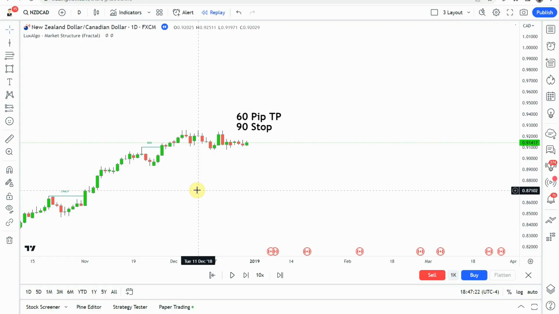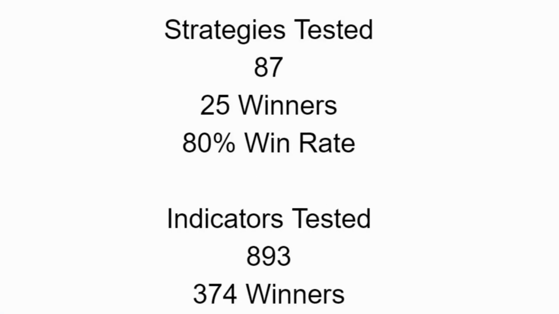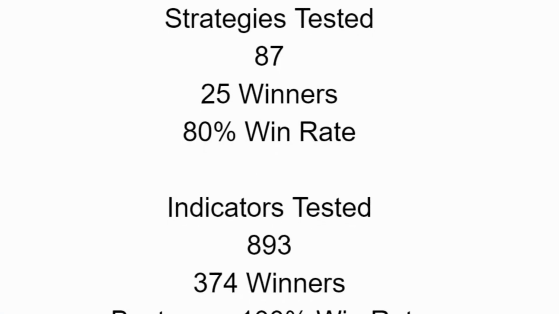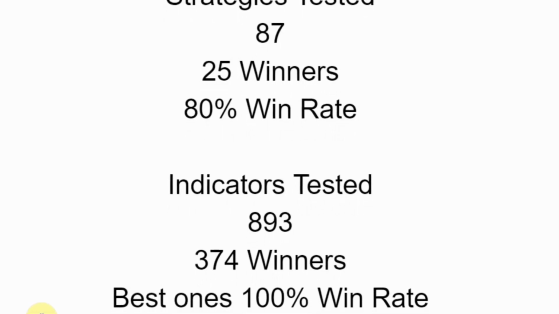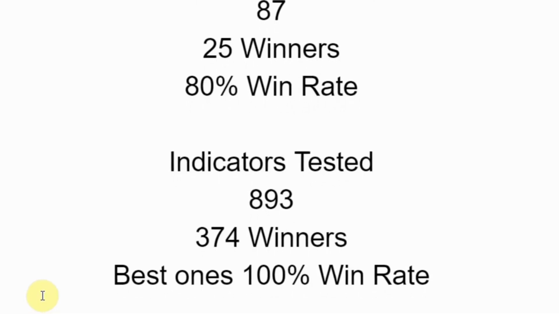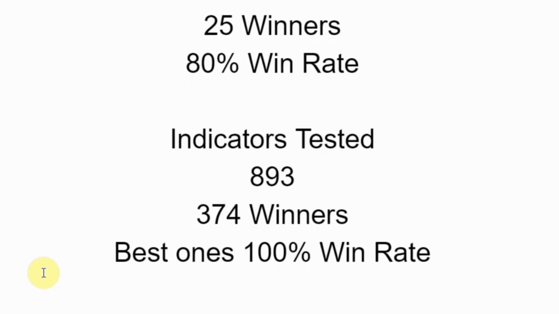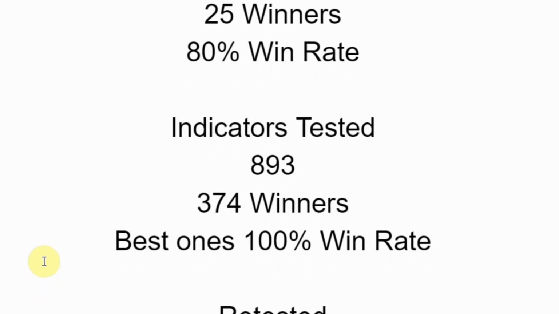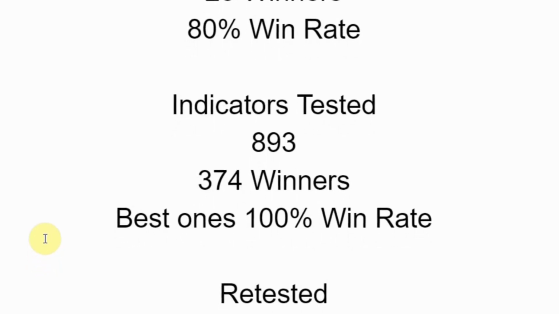Alright, as I said, today we will be testing the market structure indicator. Before we do though, I wanted to put the testing scoreboard up for everyone to see. So to date, we have tested a total of 87 different strategies, with 25 of them being winners. The best one so far was able to achieve an 80% win rate. We've also tested a total of 893 indicators, with 374 of them being winners. The best one so far was able to achieve a 100% win rate.